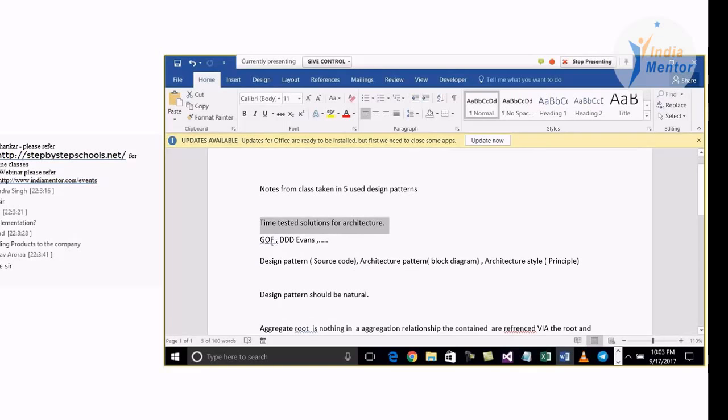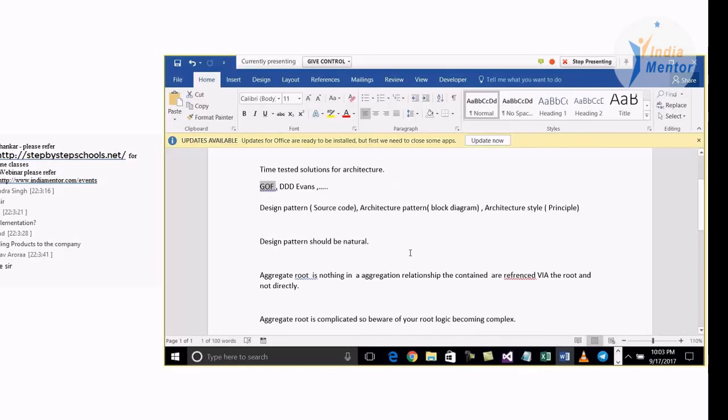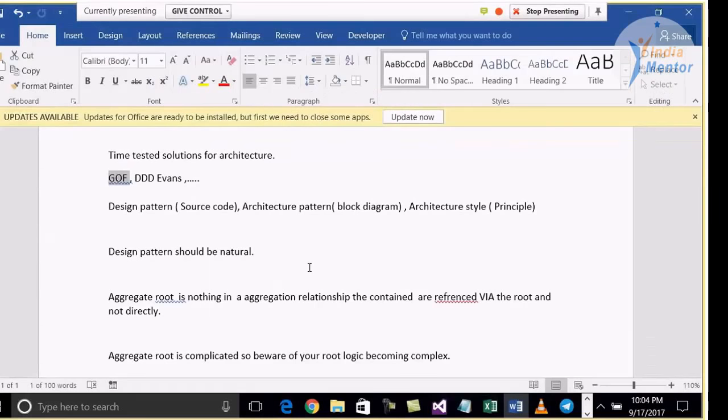Do not think that Gang of 4 patterns are the only patterns which exist. There are a lot of other patterns which have come from Evans, which have come from other people, CQRS and so on. Try to understand the difference between design pattern and architecture style. Please use these vocabularies in a very choosy, proper way. Design pattern should be natural. It should become a part of your culture and not a show off. You should not be showing off saying, look at this, I made a factory pattern, right? So do not show off things, make it natural, make it nice.